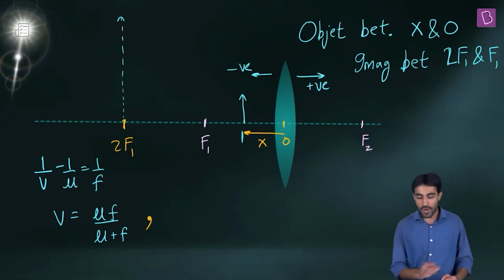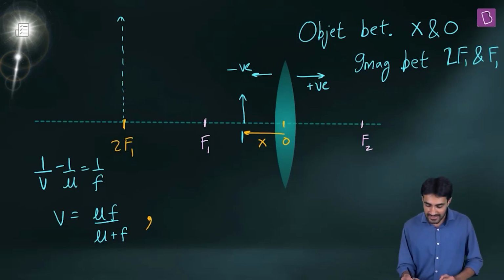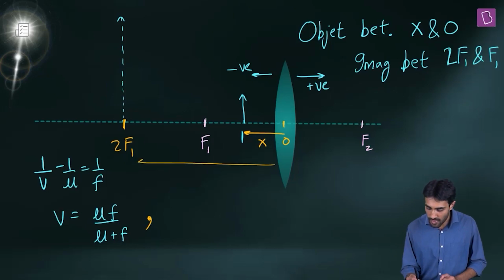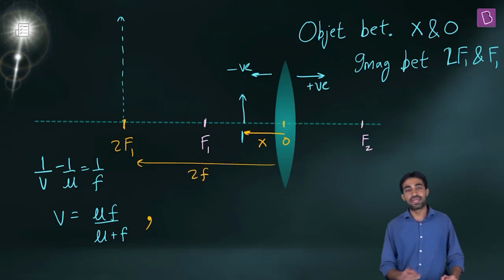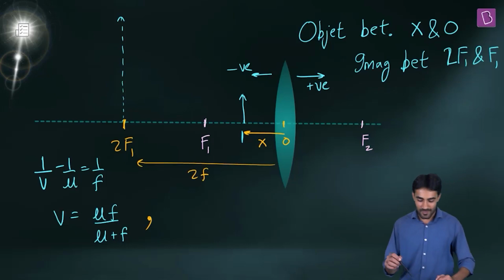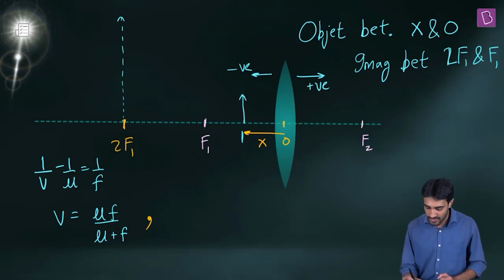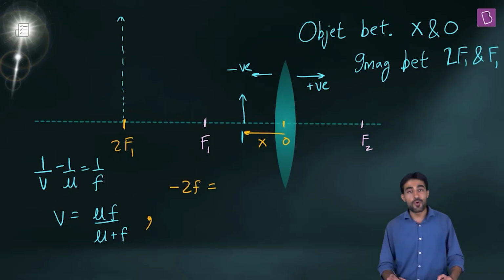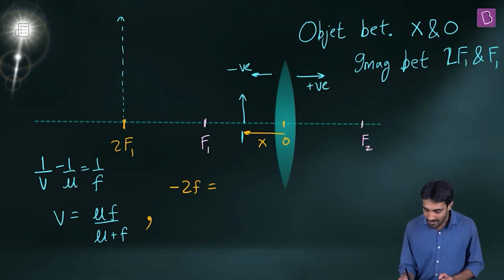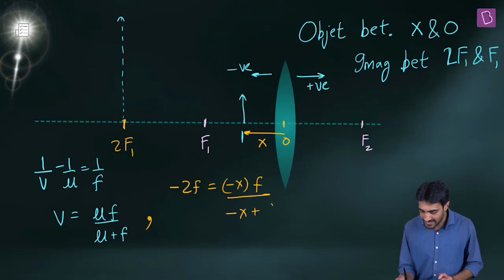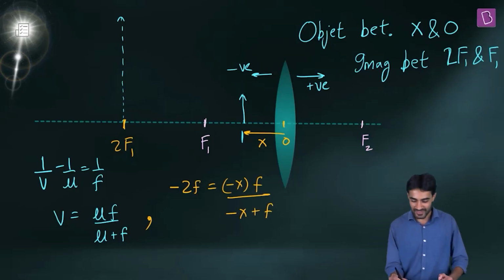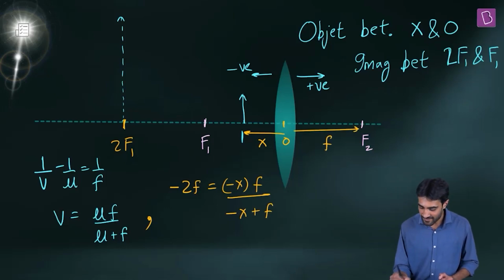What is v? v in this case is twice the focal length. This is 2f in the negative direction. So instead of v, I will just write minus 2f. And then we have u. What is u? u is minus x. And then we place f, and then we have minus x plus f. Good. So this is f.